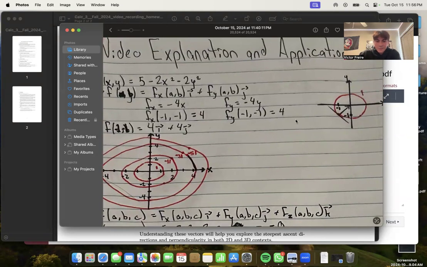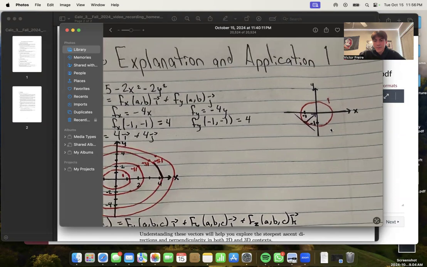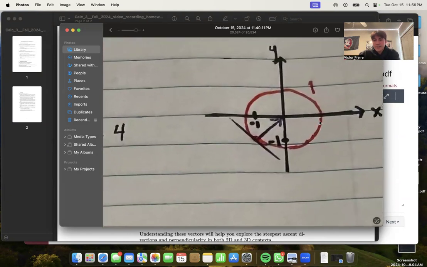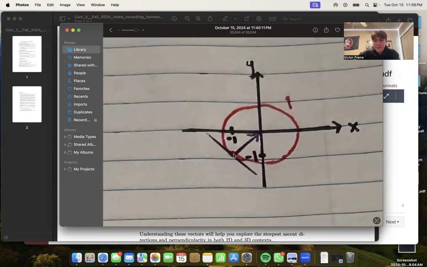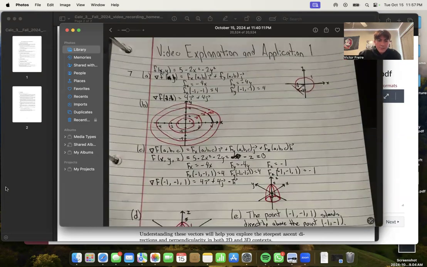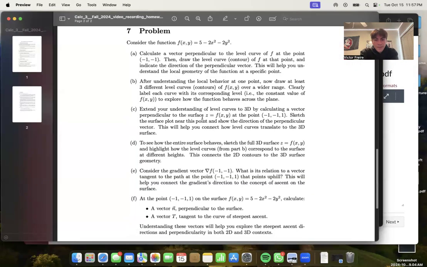And then, since the x component is positive and the y component is positive, that's why we're getting it in this direction, right? It's like we go positive in the x direction and then positive in the y direction right here. All right, so now let's move on to part B.